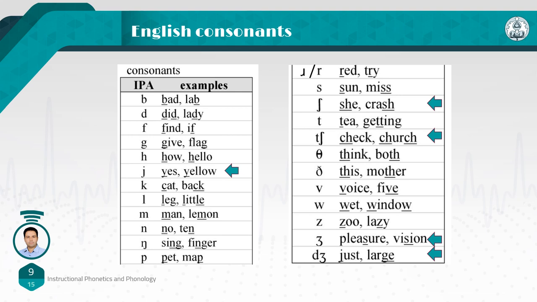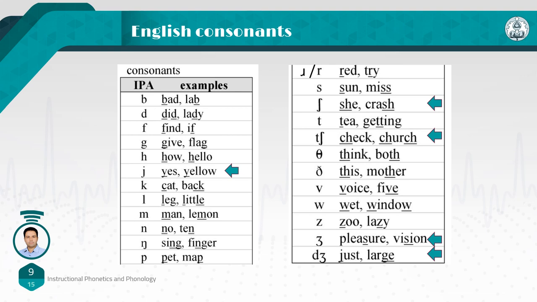Next is se, and then we have she sound. Remember not to use s and h as a symbol. As you can see, the symbol of she is different. You need to learn this symbol. Next is te sound, shown by t, and again here we have another sound, which is che, a combination of te and she. It is che, as in church or check.